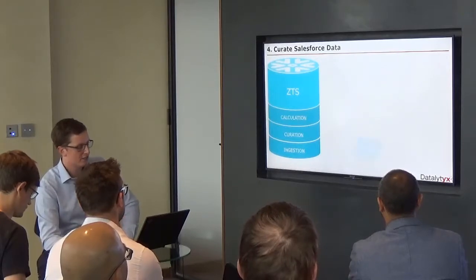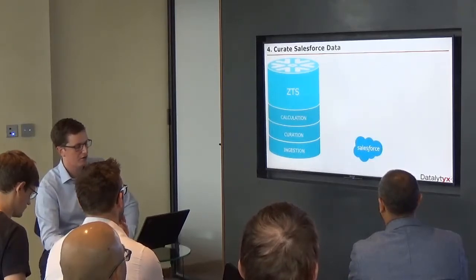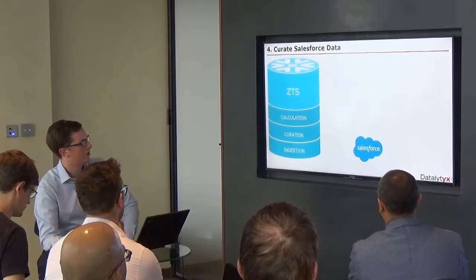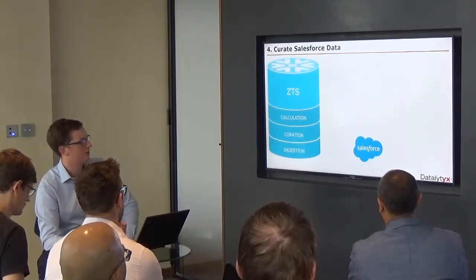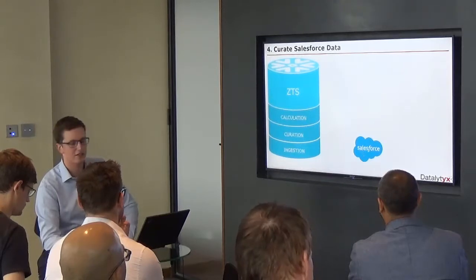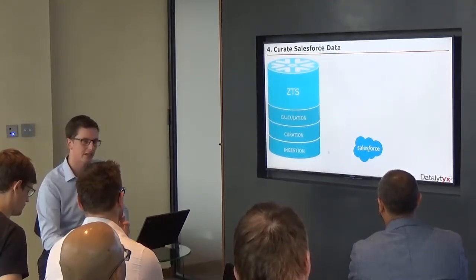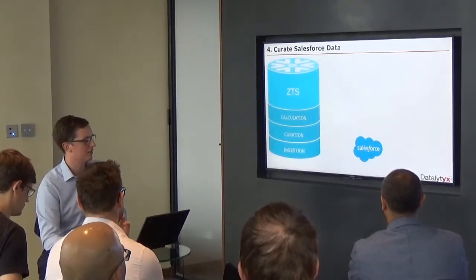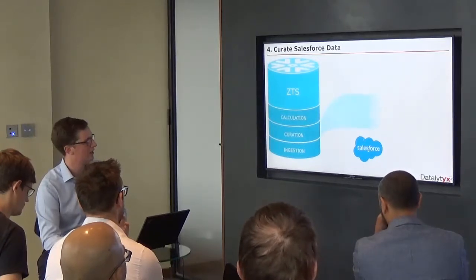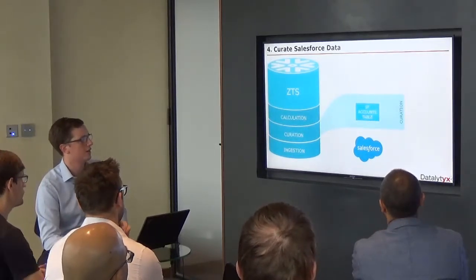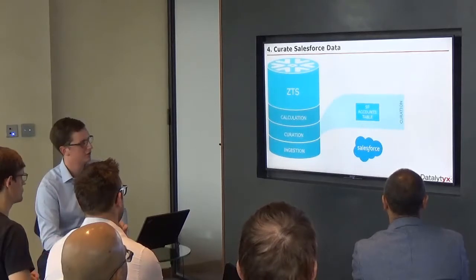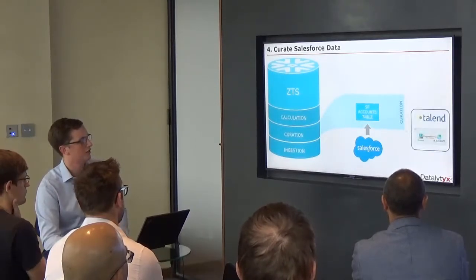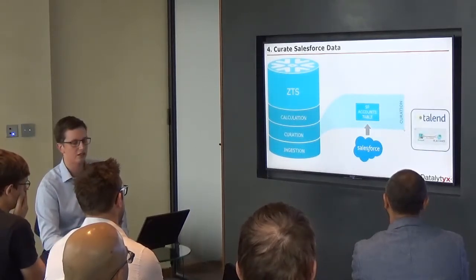In this case, we're going to say we've got some various accounts and various other information in Salesforce. We're going to use that directly as our ingestion layer. I could take the data from Salesforce and put it into an ingestion layer here, but I'm just going to leave it as it is. So I'm going to take the data directly and load it into a Salesforce accounts table in our curation layer. And I'm going to do that using Talend, which is an ETL tool that we work with.